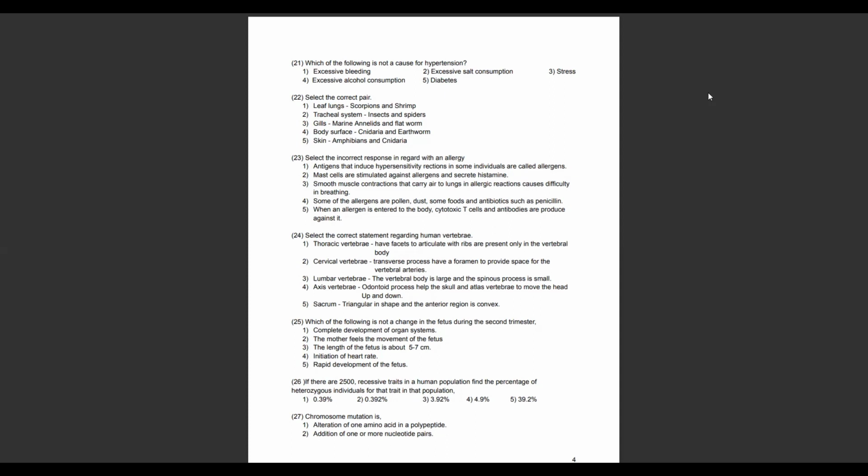Addition of 1 or more nucleotide pairs. It's a gene mutation. Right? Removal of 1 or more nucleotide pairs. Again, gene mutation. Loss of part of a chromosome. Yes, it is a chromosomal mutation. A part of the chromosome is missing, that is a chromosome mutation.